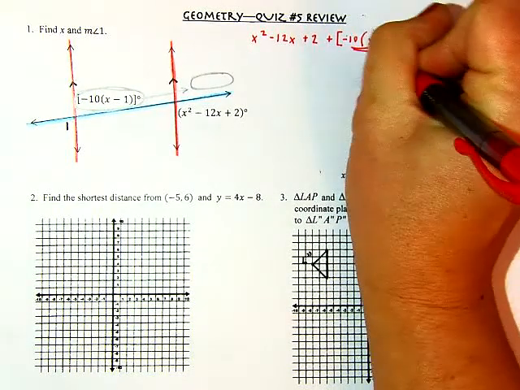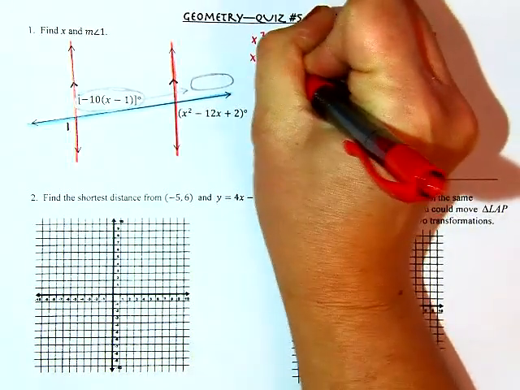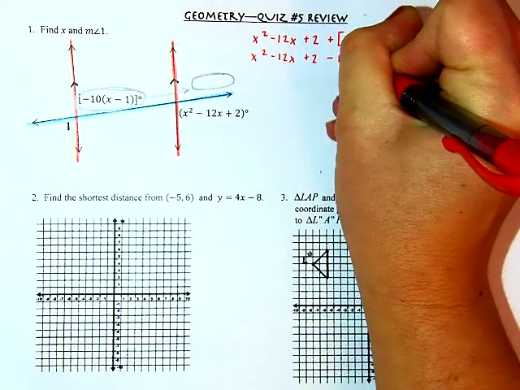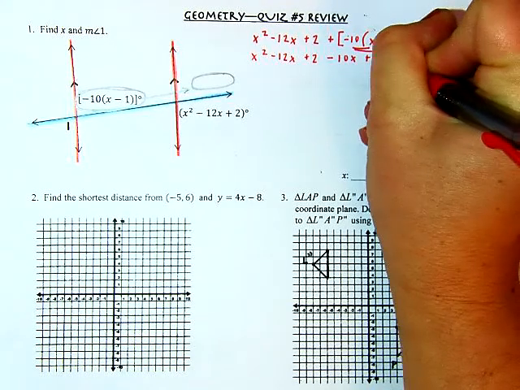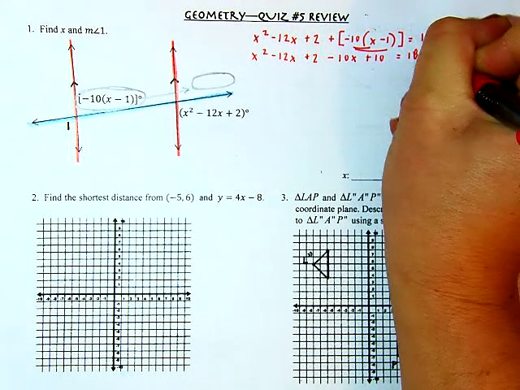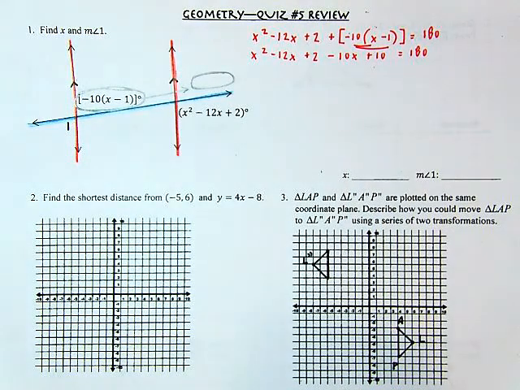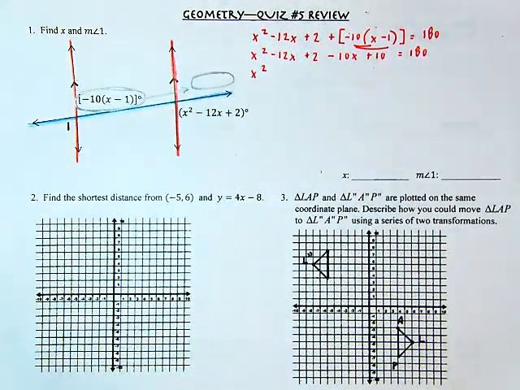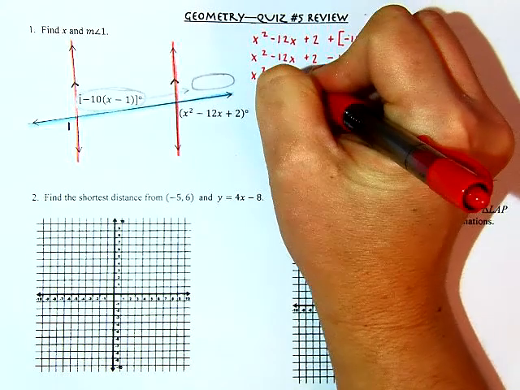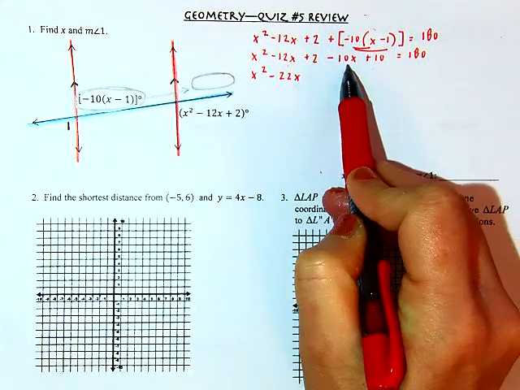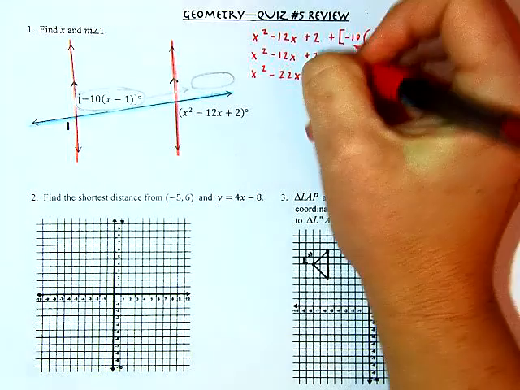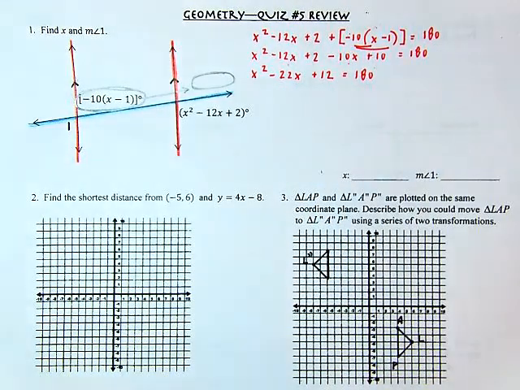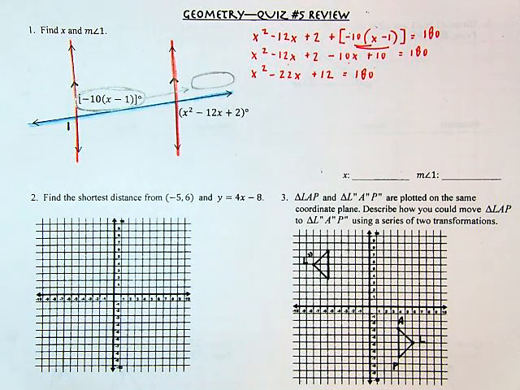I have to distribute that negative 10. So x squared minus 12x plus 2 minus 10x plus 10, all equal to 180. Okay, combine the like terms. So here I'm going to leave the quadratic. There's only one quadratic term. And then minus 22x. I'm just combining the two linear terms. And my constants, they add to 12, all equal to 180. So now I see it's a quadratic equation, right?